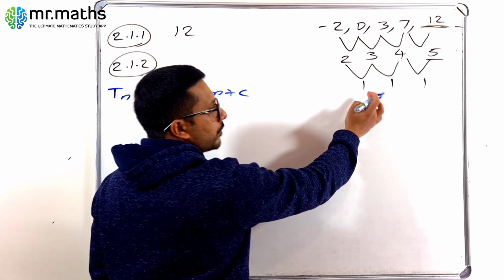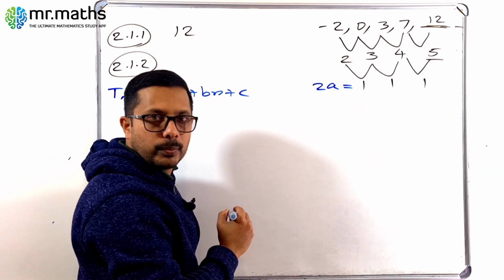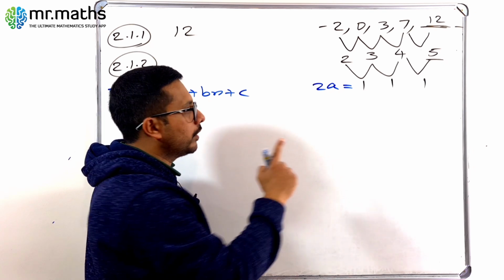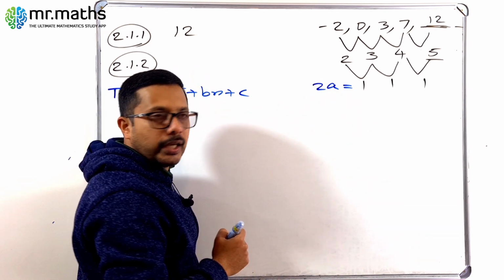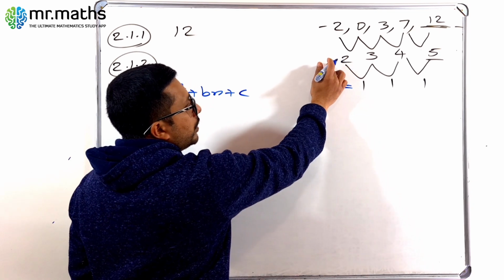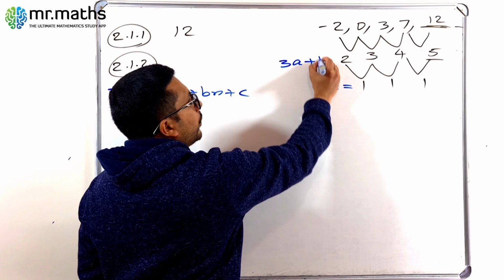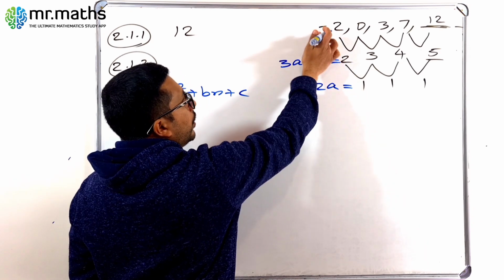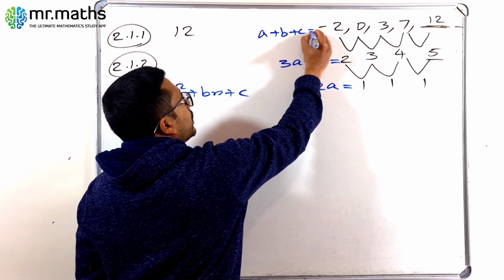Okay, here the second difference you have to call it as 2a. Do you remember this method? Grade 11 you studied. Okay, this second difference you have to call it as 2a. Then the first difference, you have to call it as 3a plus b, and the given sequence you have to call it as a plus b plus c.